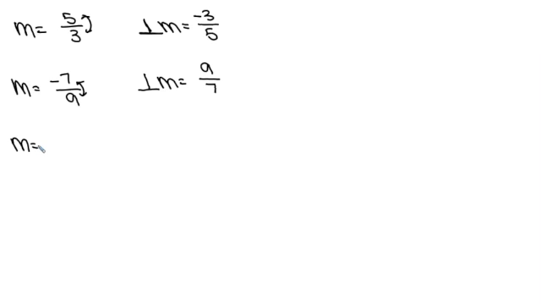The same thing happens if I have a whole number. So let's say my slope was originally negative 8. Well, that's the same thing as negative 8 over 1. So then my perpendicular slope would be positive 1 over 8.